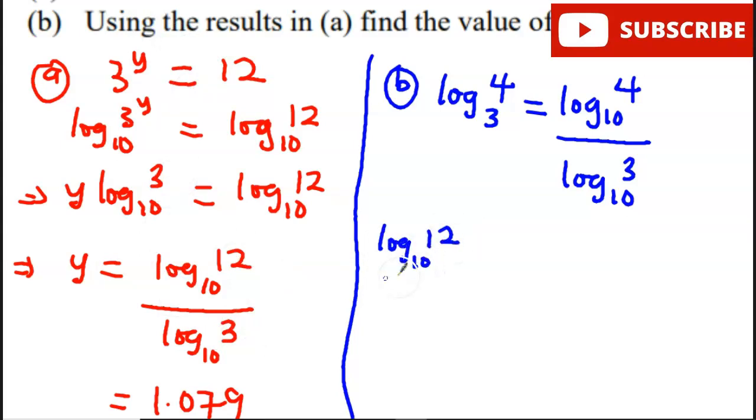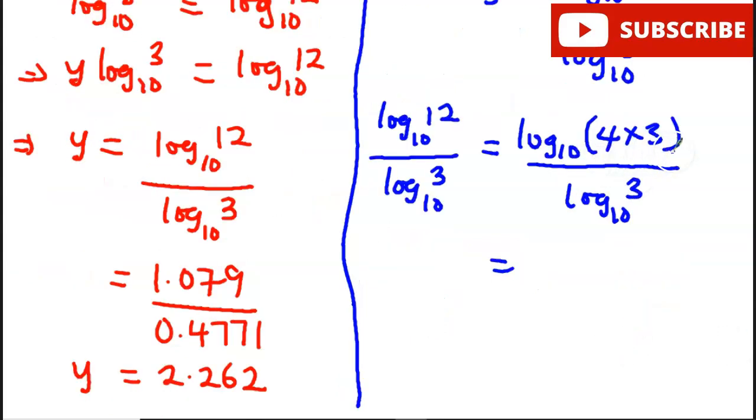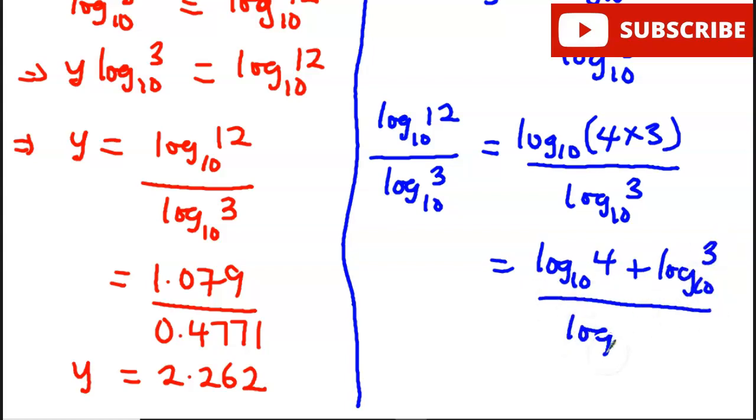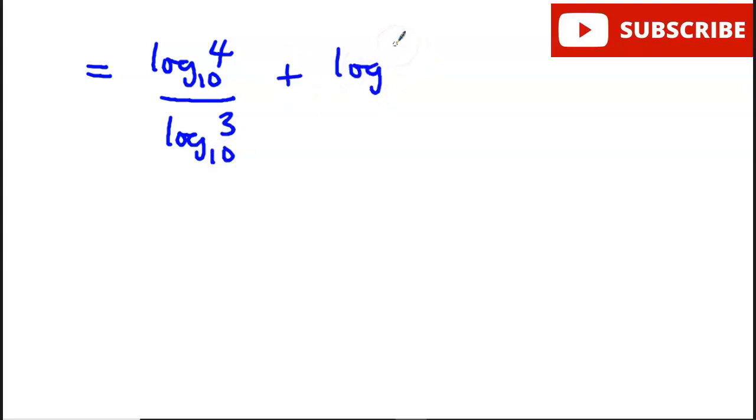Log 12 to the base 10 over log 3 to the base 10. This is the same as, for 12 we can write it as 4 times 3, over log 3 to the base 10. And according to the laws of logarithm, we can split it to log to the base 10 of 4 plus log to the base 10 of 3, over log 3 to the base 10. So this is the same as, they are adding, so we can split the fraction. So we have log 4 to the base 10 over log 3 to the base 10 plus log 3 to the base 10 over log 3 to the base 10.